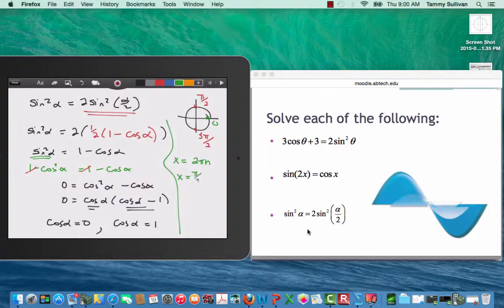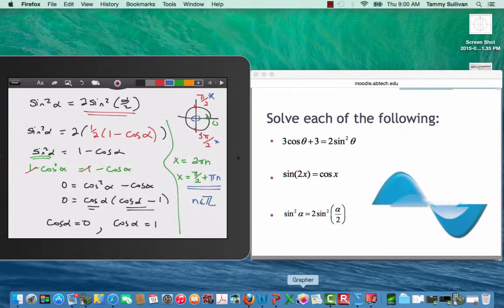I have pi over 2 plus, now if you notice these guys are repeating every pi, so you could actually put a pi in if you wanted to and have one equation, or you could take both of these and add a 2 pi in, where n is an integer.